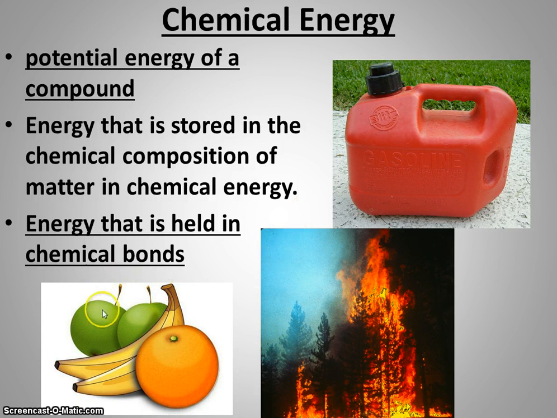The food we eat has energy stored in its chemical bonds. And when we eat it and our stomach digests it, we break down those chemical bonds and then we use that potential energy. We transfer that potential energy to us. So chemical energy is held in the chemical bonds of substances, and we break those chemical bonds and release that potential energy.